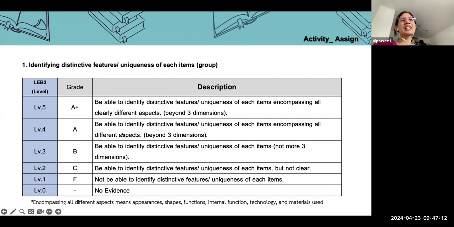Or if it is not clearly different, then you will receive the score of level 4. Okay. Or if you identify less than 3 dimensions, then it will be level 3. Okay.